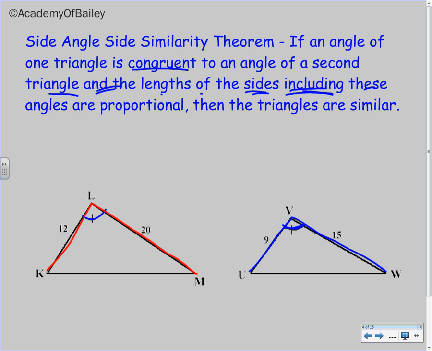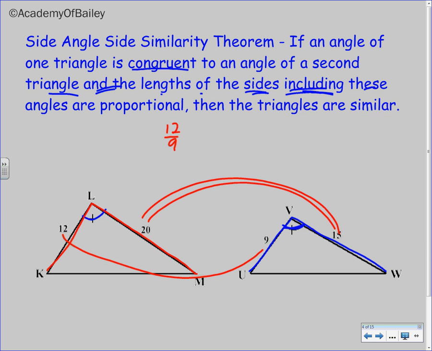So now let's look at their corresponding sides. Let's see if they are proportional. Well, from the left to the right, I'm going to have 12 over 9, and I'm going to have 20 over 15. Let's go ahead and reduce these. 12 over 9, 3 goes into both of them. 12 divided by 3 is 4. 9 divided by 3 is 3. So that one's 4/3.